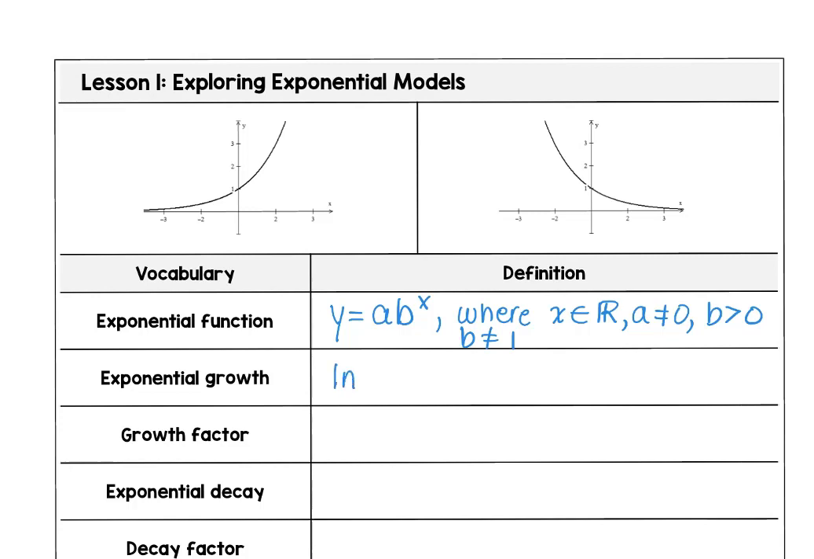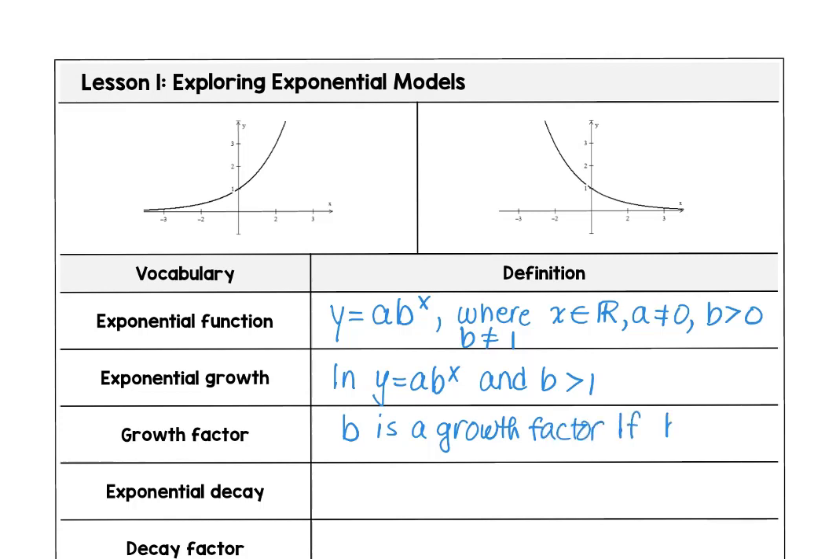Exponential growth is anytime we have the function y equals ab to the x power. If the b value is greater than 1, then that's exponential growth. The growth factor is the value for b. So b is a growth factor if b is bigger than 1 in our standard form equation, y equals ab to the x power.